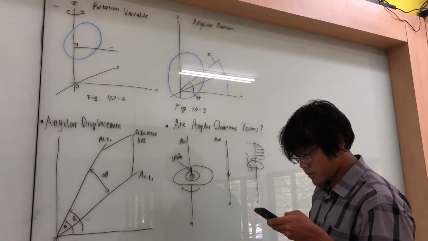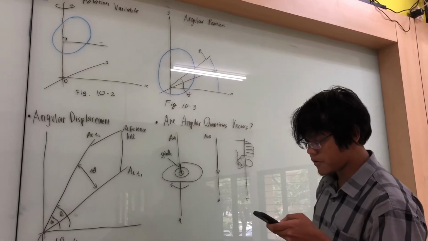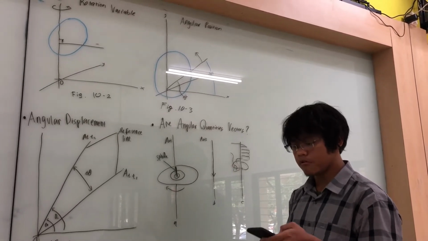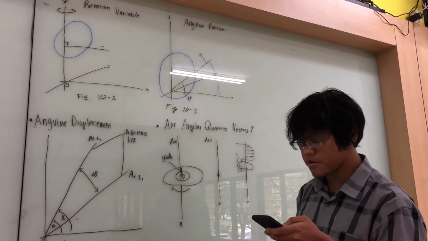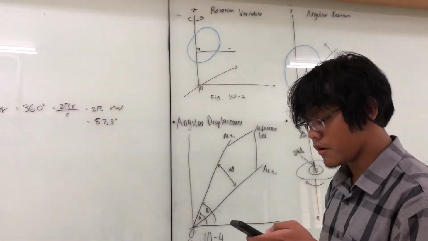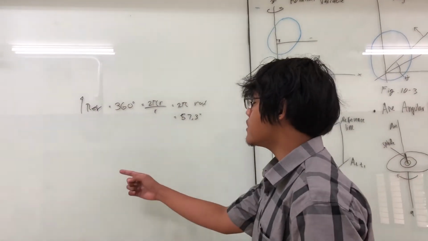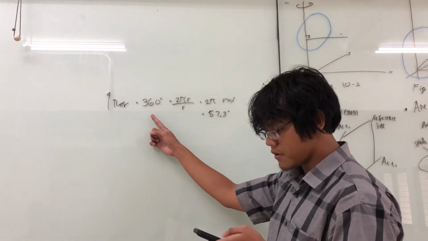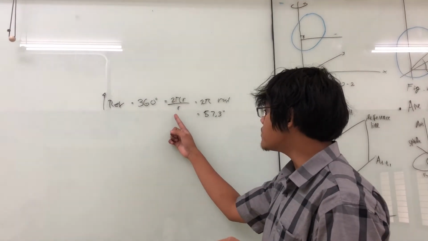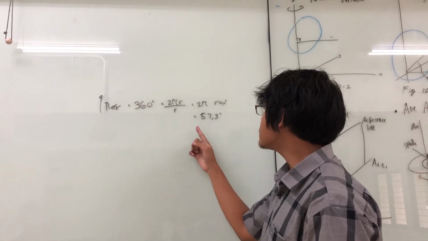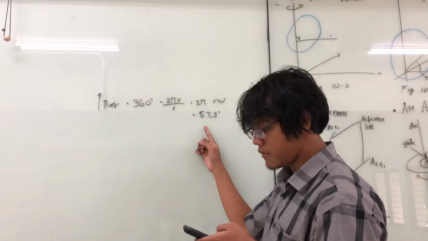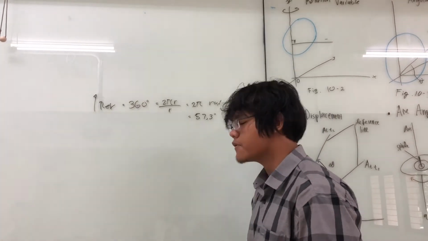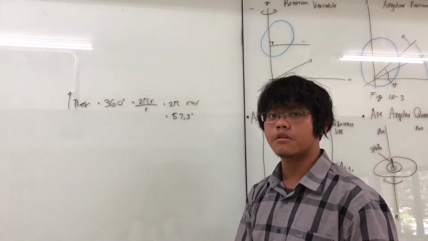Now, the angle is usually defined and measured in radians, not in revolutions and degrees. What is a radian? A radian is a ratio of two lengths. It's a pure number and doesn't have any dimensions. It can be derived from 1 revolution, which means 360 degrees, equals 2πr over r, equals 2π rad, or after calculations, it equals 57.3 degrees.